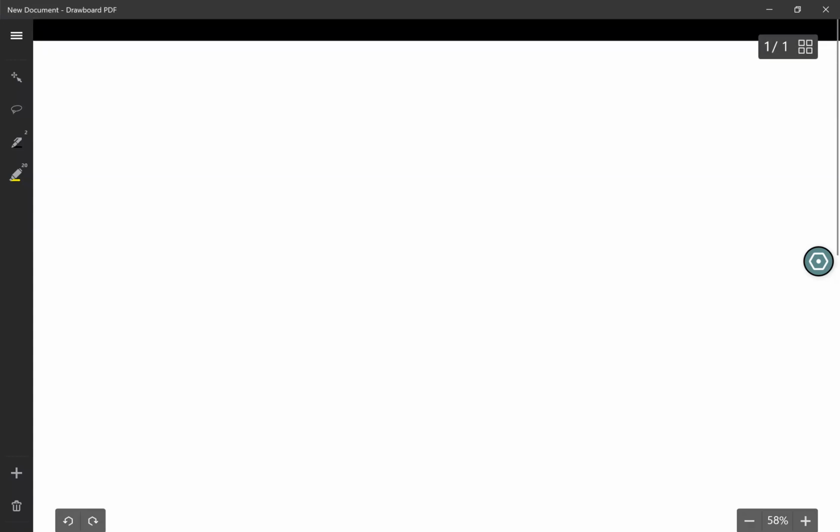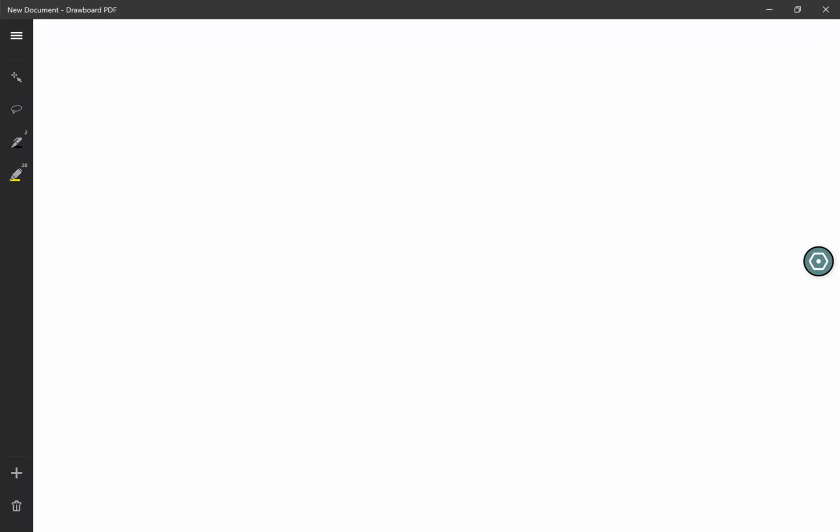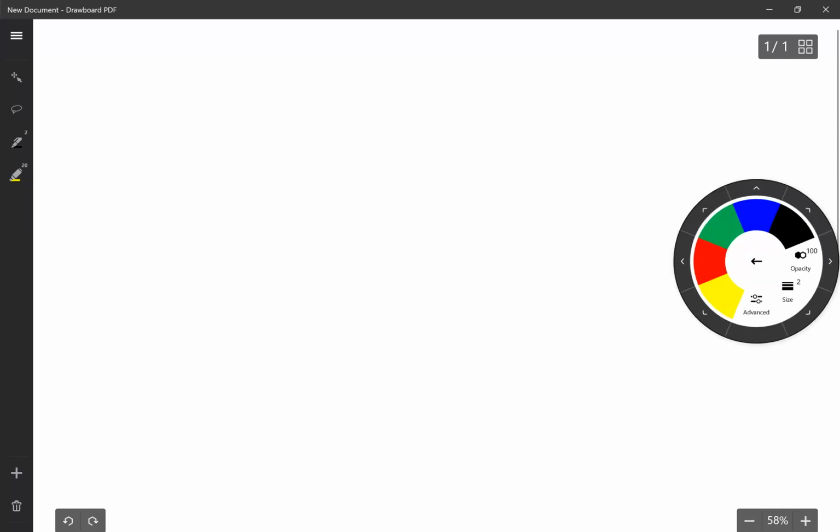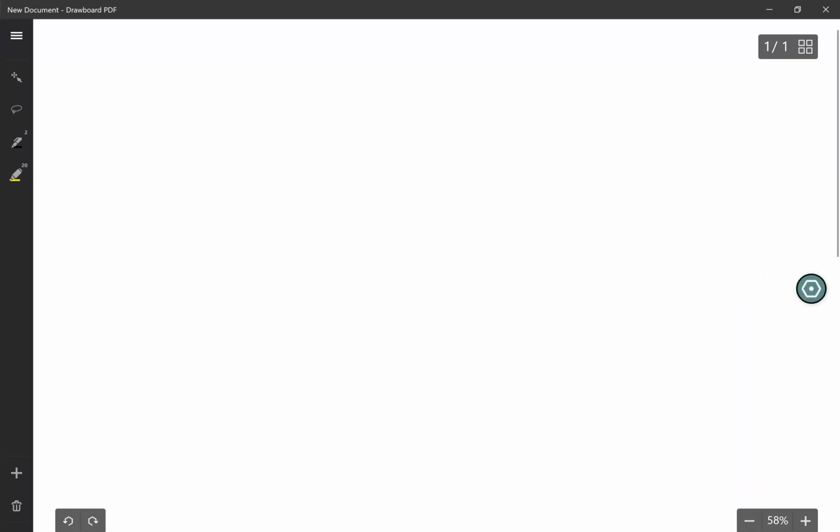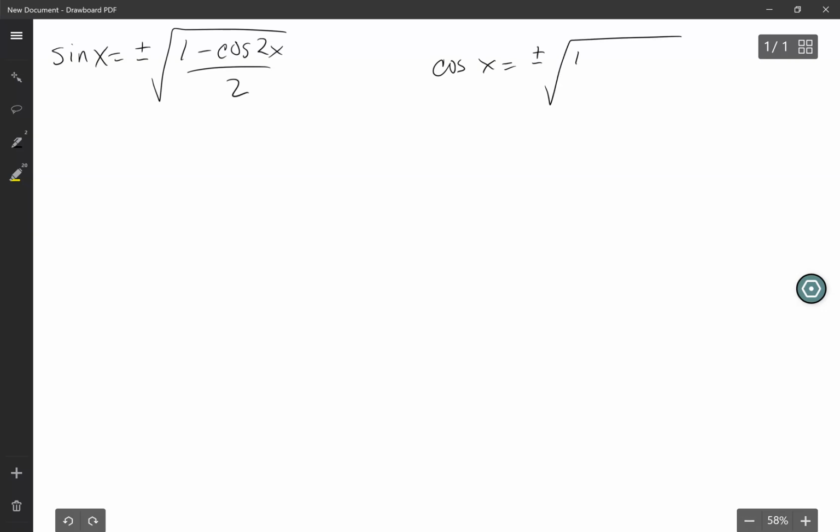I wanted to do a couple more examples for you for the half angle formulas. So remember that our half angle formulas again are: sine of x is equal to plus or minus square root of 1 minus cosine 2x over 2. Cosine of x is plus or minus square root of 1 plus cosine 2x over 2.